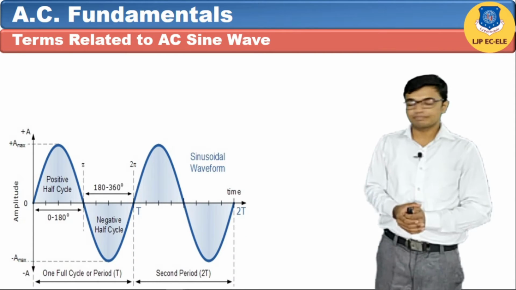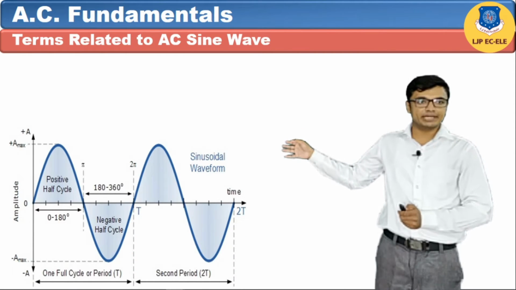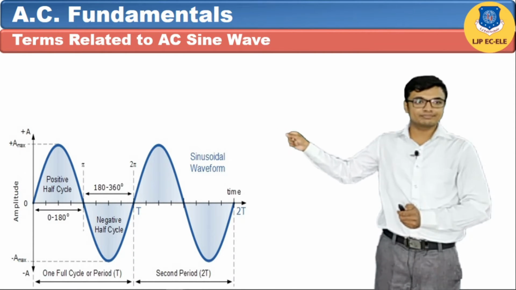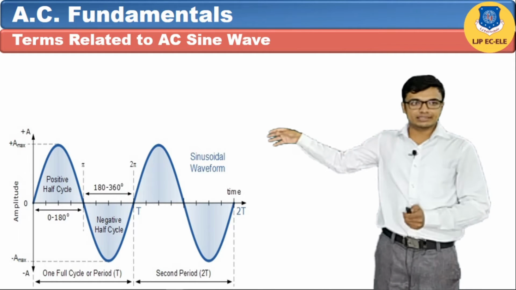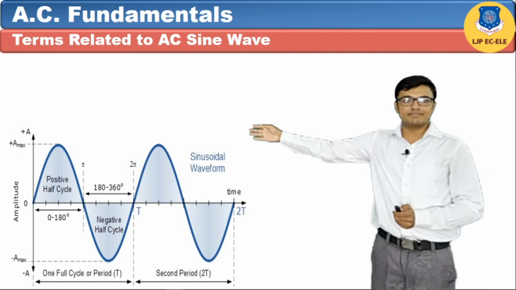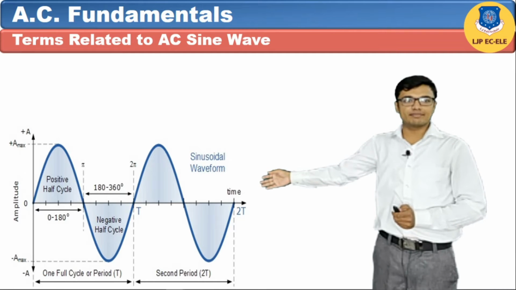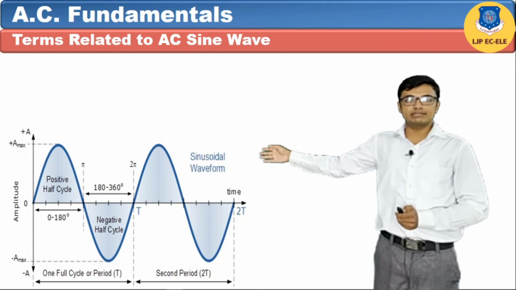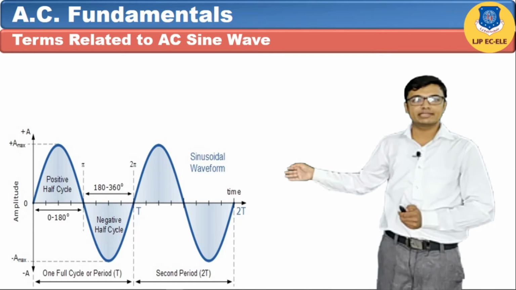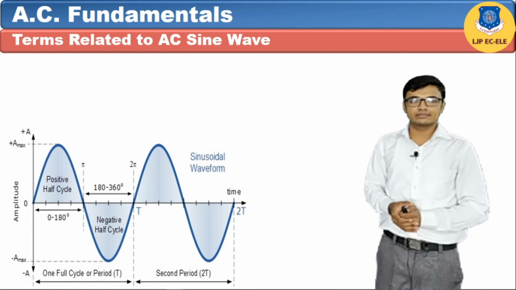Here I have one figure. On the x-axis we have taken time period or degree or radian, and on the y-axis we have taken amplitude of voltage or current. So here is one positive half cycle and here is one negative half cycle. This will form one full cycle. From 0 to 180 degree there is a positive half cycle, and from 180 to 360 degree there is a negative half cycle. So let's see each of the definitions in brief.